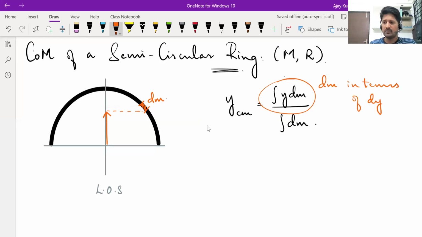Can one of you tell me the meaning of dm? Sir, the mass of that small part. Correct. What is the meaning of dy? Sir, the coordinate of the small part. Coordinate is y. Generally, I'm asking you, forget small part and all, what does dy mean?